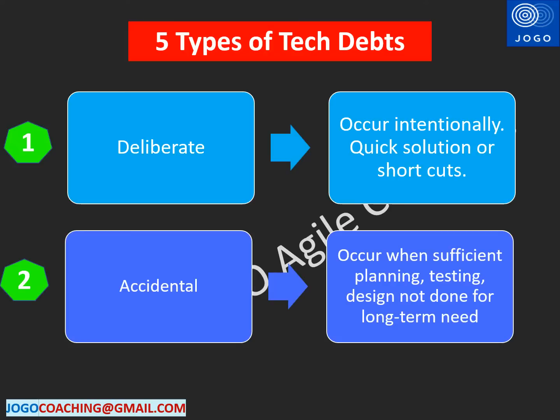The second one is accidental technical debt. These technical debts occur when the code is written without sufficient planning, testing, design, or long-term perspective. For example, the team implements a feature rapidly but without following proper coding standards or design approaches. So the team planned to give a quick solution without following the standards. So this may happen accidentally or unknowingly. So this is one type of technical debt.